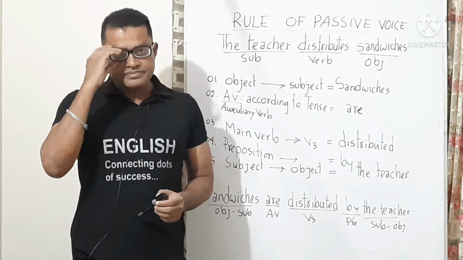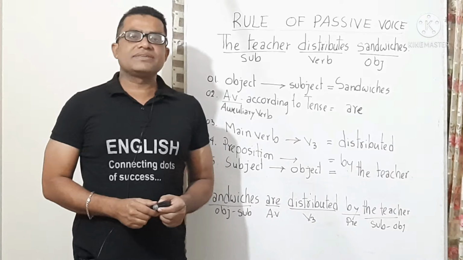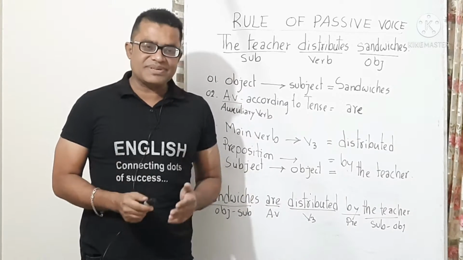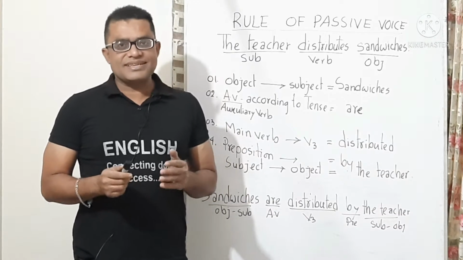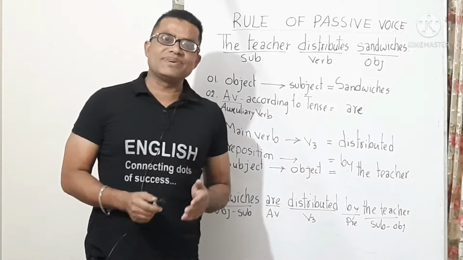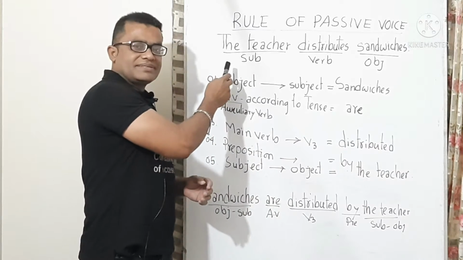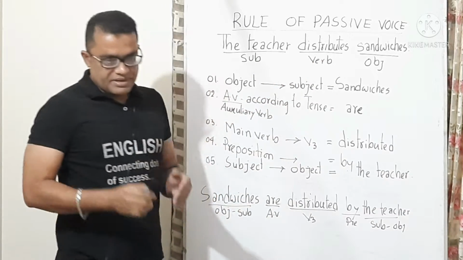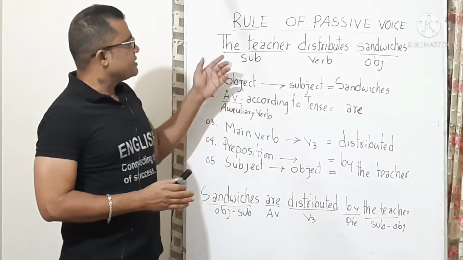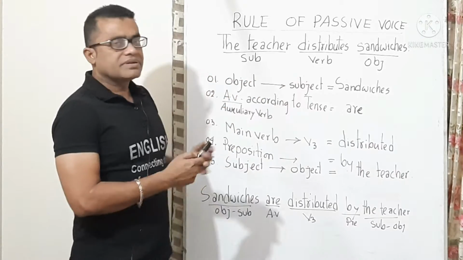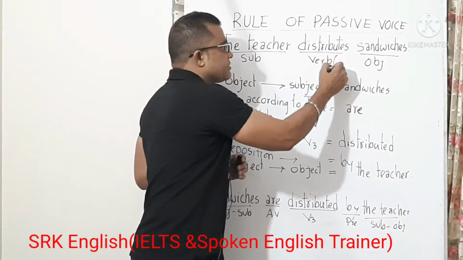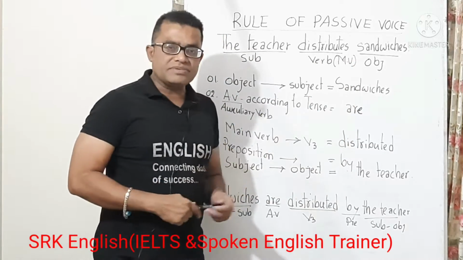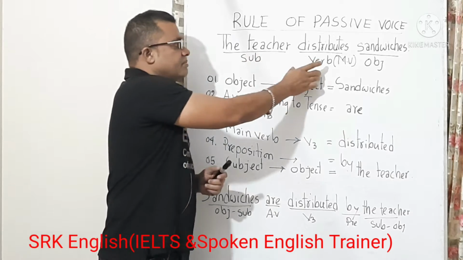Dear students, now we will learn the basic rule of passive voice, how to make a passive voice, and this is very important. Please don't lose your attention. It's very important for you. This is a general sentence. The teacher distributes sandwiches. The teacher is the subject, distributes is the verb, or you can say the main verb, and sandwiches is the object. So subject, verb, object.